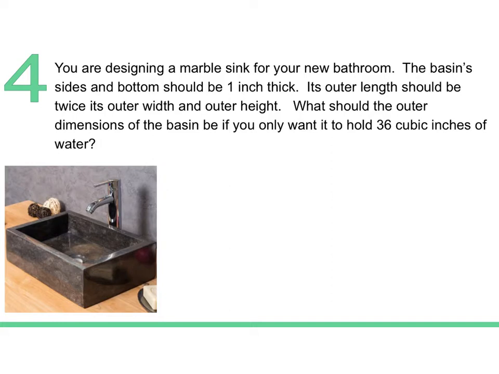So I really have two rectangular prisms here. The outer one is larger because the marble is 1 inch thick. It's going to pick up 1 inch here, 1 inch on this side, 1 inch this way, and then the bottom thickness is going to be 1 inch as well. Inside, it's going to hold 36 cubic inches of water. So the inner versus the outer. Let's start labeling the outer first of all.